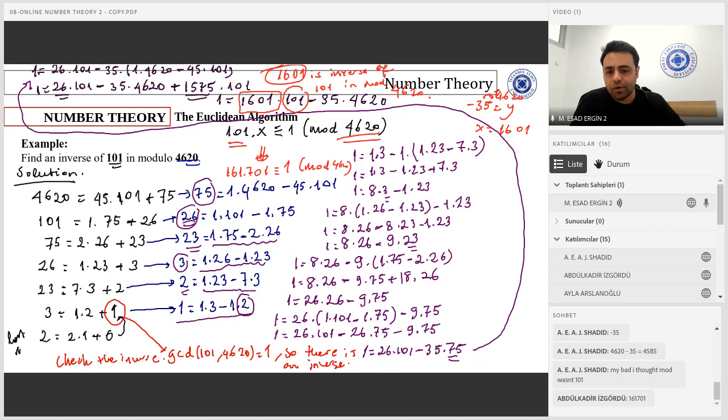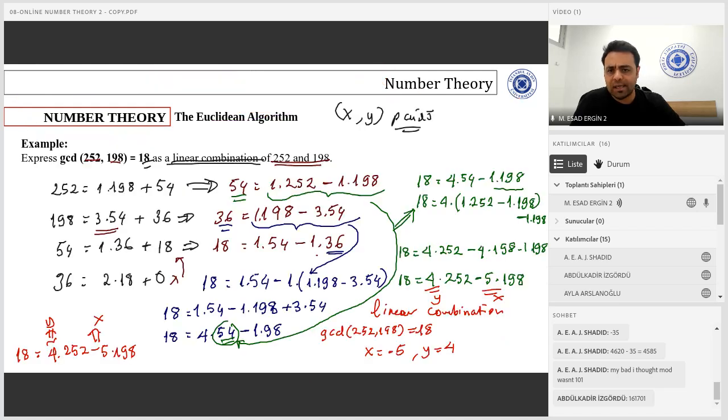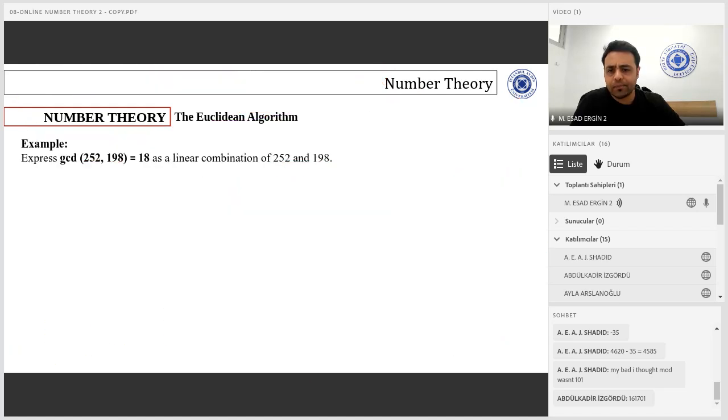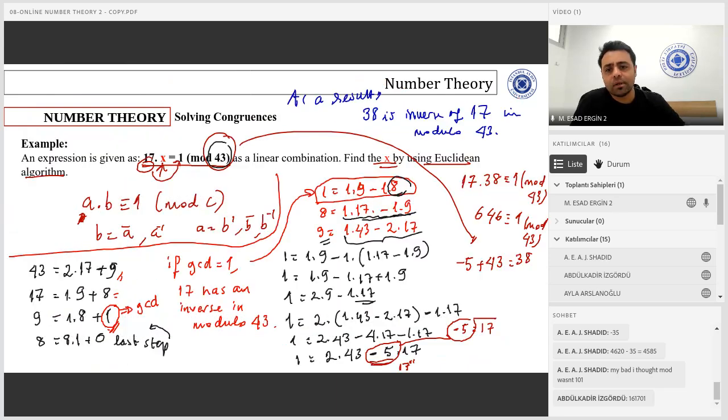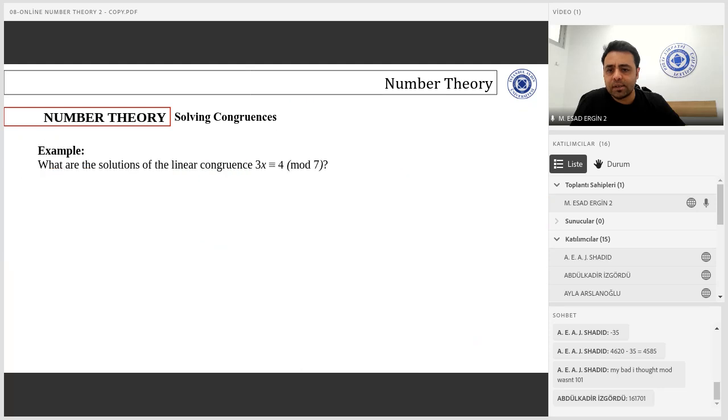Okay, now we are going to continue with our other example. Not this one. Yeah, this one was actually an easy one. Now, what are the solutions of the linear congruence 3x? If I multiply 3 by one of the integers, the remainder will be 4. What might x be?